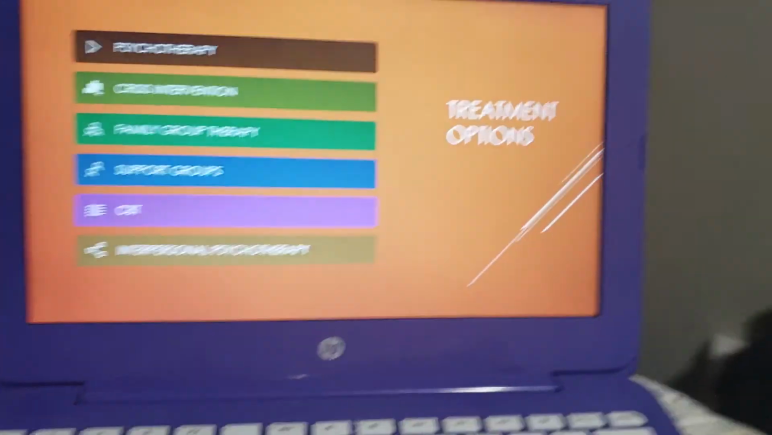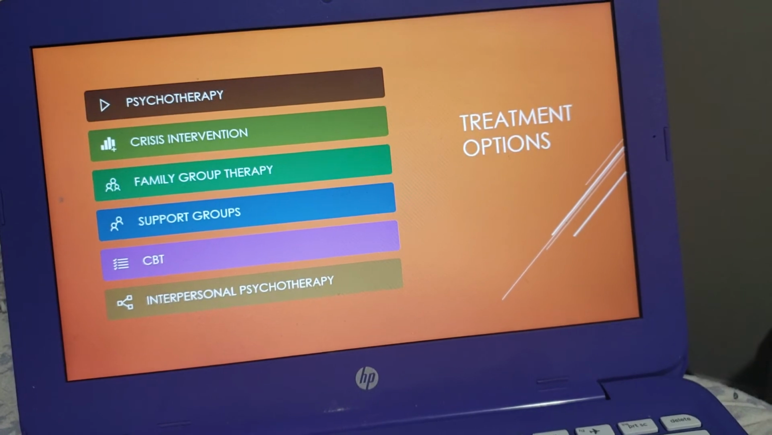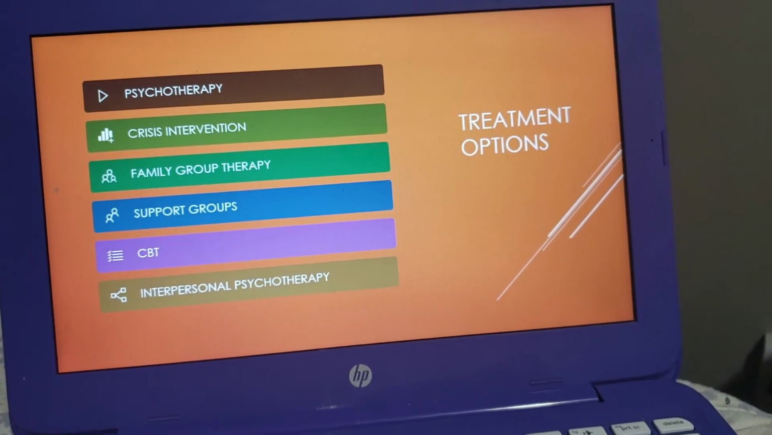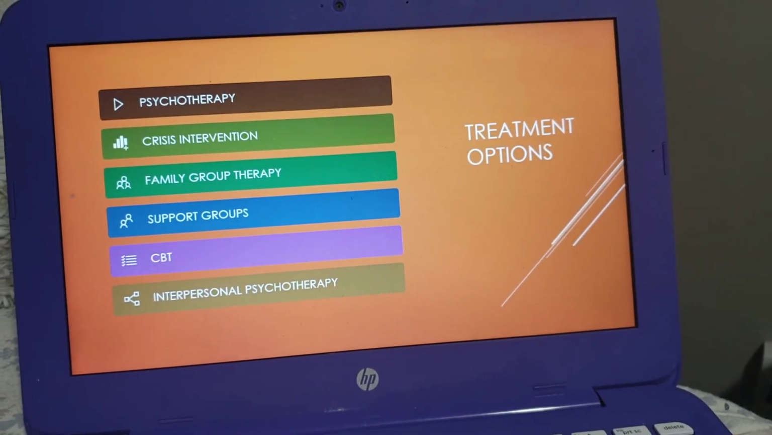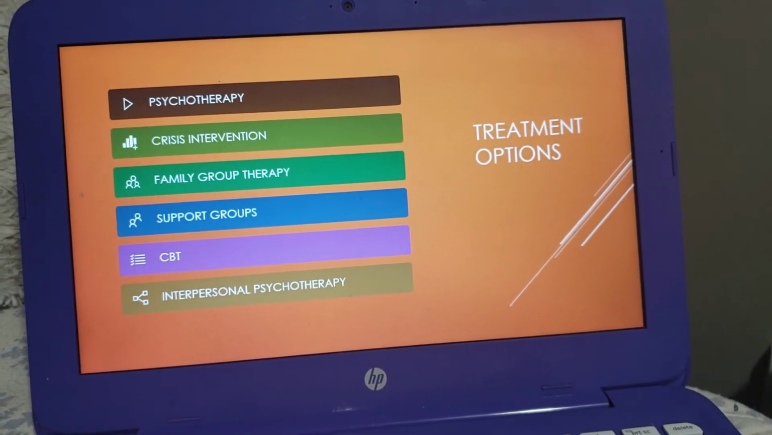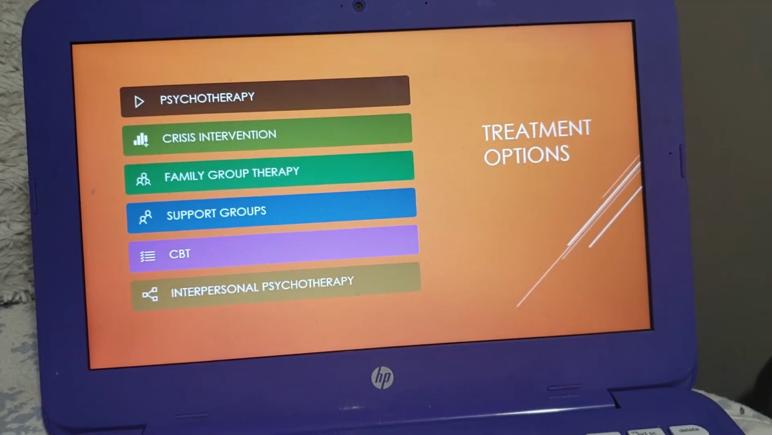So these are your treatment options. You have psychotherapy, crisis intervention, family group therapy, which is effective. Of course, support groups, CBT, which is cognitive behavior therapy, and interpersonal psychotherapy.